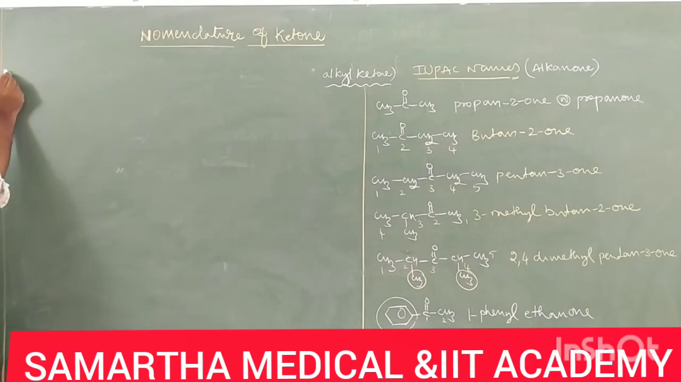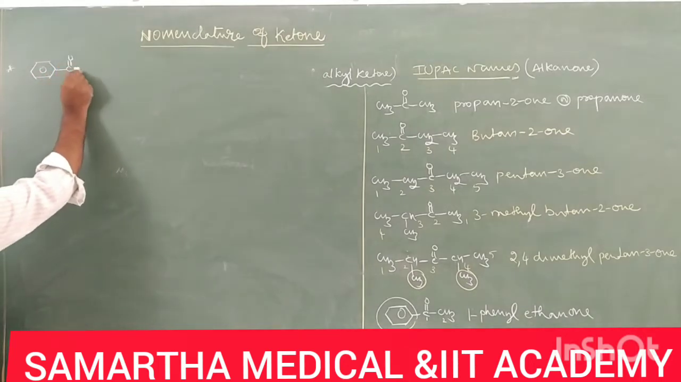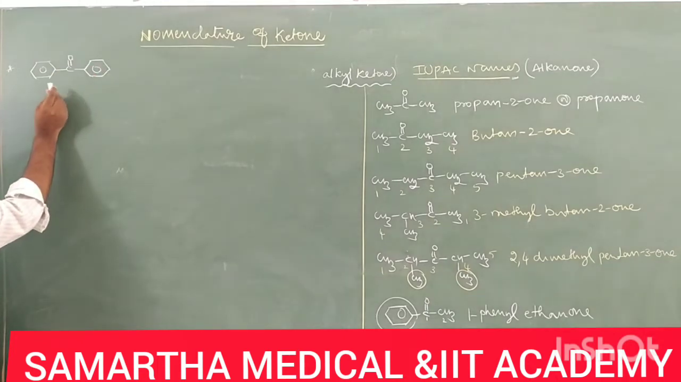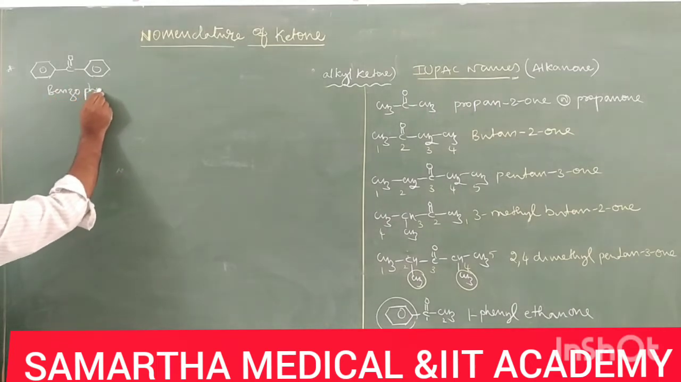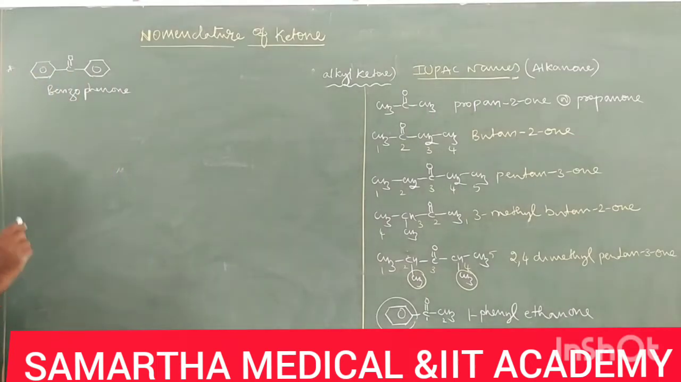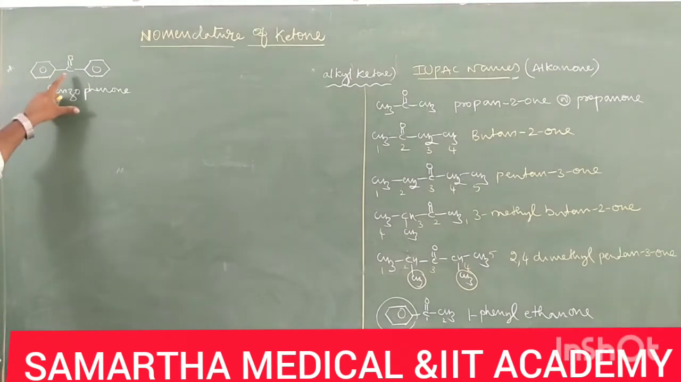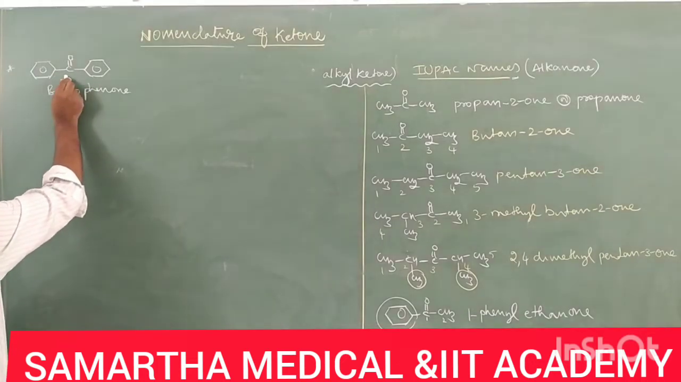Okay, one more example. Take an aromatic ketone only. There are 2 phenyl rings. Its common name is benzophenone. It's more popular. Benzophenone is the more popular name, but what is the IUPAC name? It is a phenyl ring. There are 2 phenyl rings and 1 carbon attached to C double bond O. So therefore, you can write diphenyl methanone.